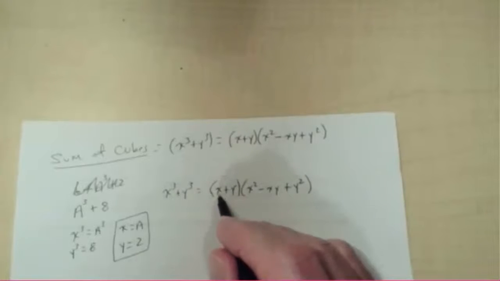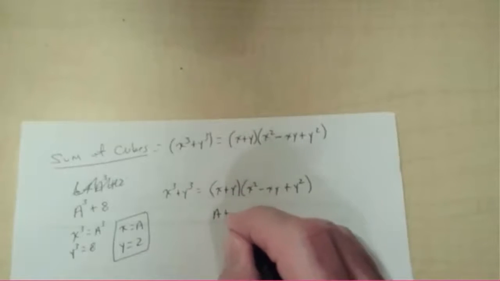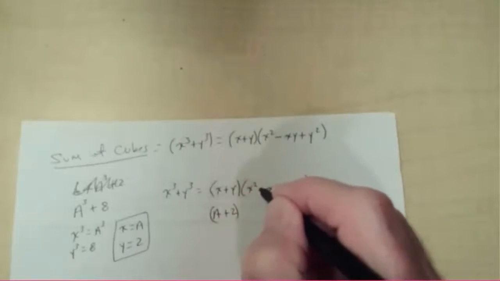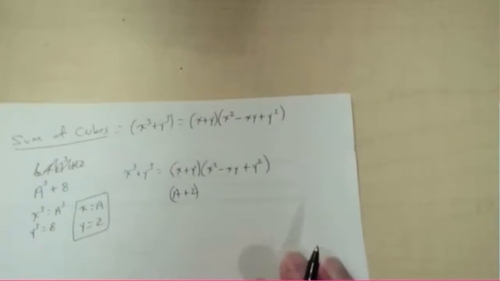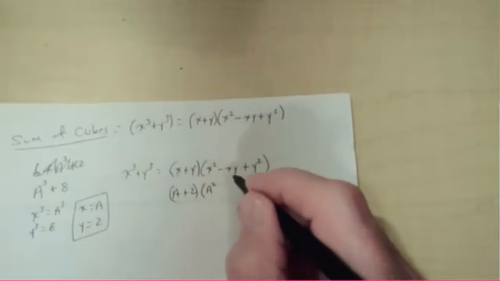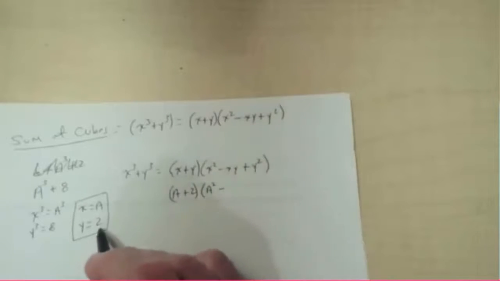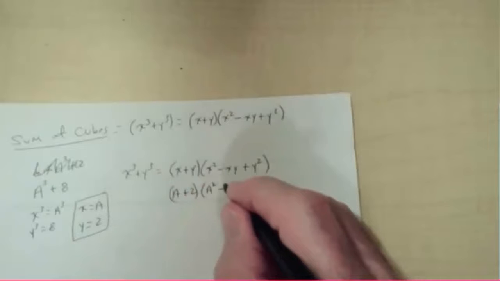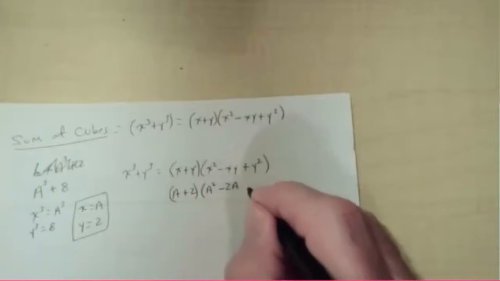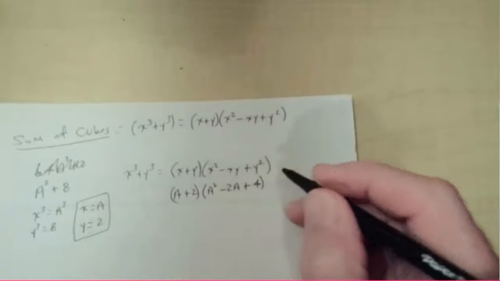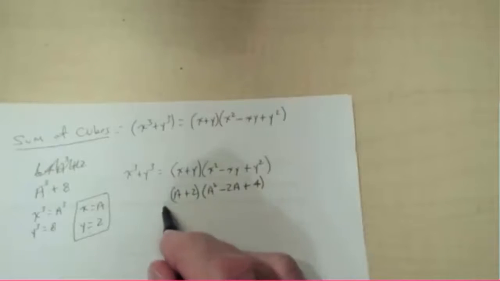X is a plus 2. Okay, we're just going to plug in the numbers into the formula here. X squared is a squared minus xy. Xy would be a2, but we typically write the numbers first. It doesn't make any difference. 2a plus y squared. Now if y is 2, y squared is 4. Is there anything else we can do here? No. No, that's our answer.